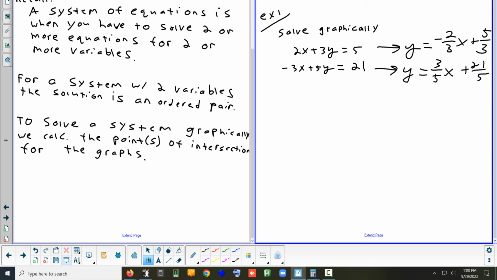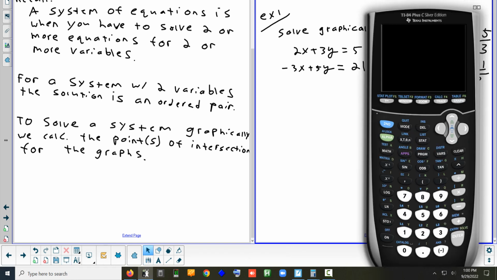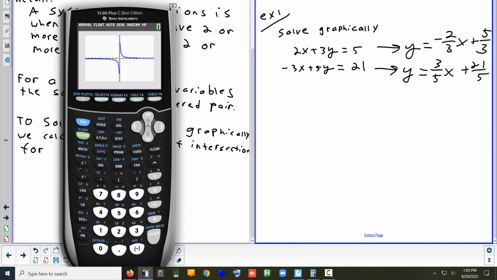I already kind of gave this away by saying the word slope and intercept. But when you draw both of these on the calculator, what are they going to look like? They're both just lines, and they're lines with different slopes. So how many times can lines with different slopes cross? Just once. So this is a very basic system. This is a linear system.